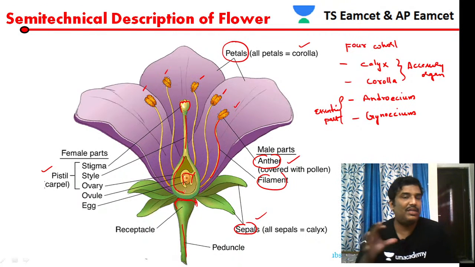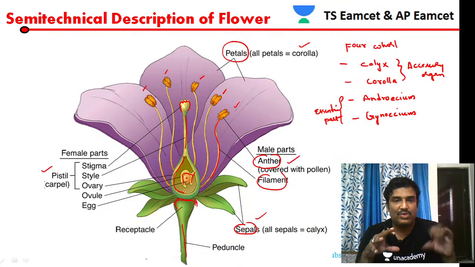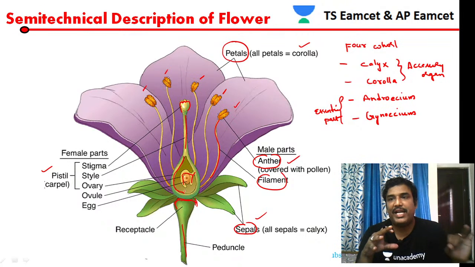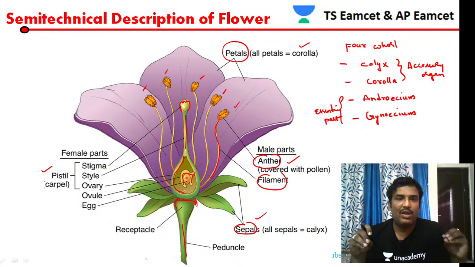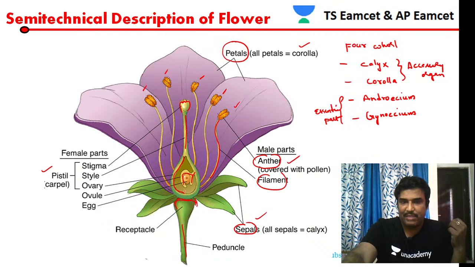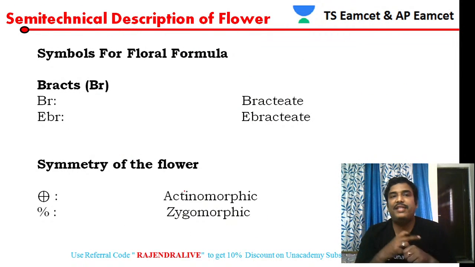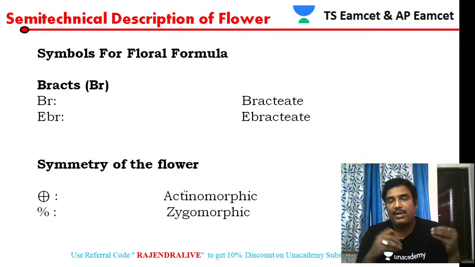Once again, if you remember clearly, every flower has 4 whorls: calyx, corolla, androecium and gynoecium. The androecium and gynoecium are the essential parts of the flower, whereas calyx and corolla are the additional or accessory parts of the flower. Now let us see the technical description of the flower. Directly we cannot write every time this is a petal, that is a sepal, and this is like this.